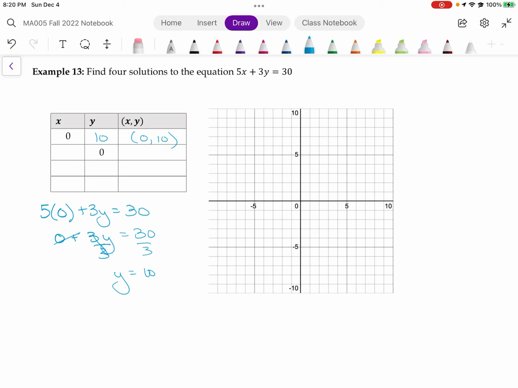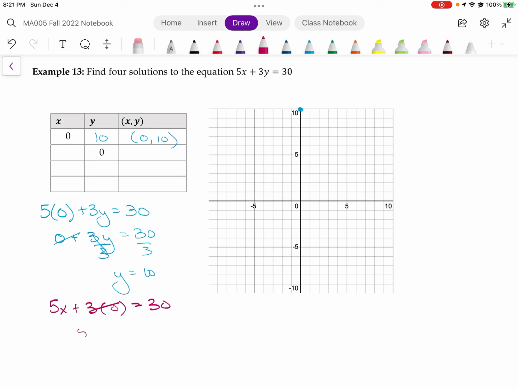All right, so 0, 10. 0, 10 is right there. I keep ending up with 10s. All right, so let's see. Now I'm going to put in 0 for y. So I've got 5 times x plus 3 times 0 equals 30. Now, if I was doing this in class, what I would do is I would literally just put my hand over the 3y, because it's going to go away because it's times 0, and just say 5x equals 30.